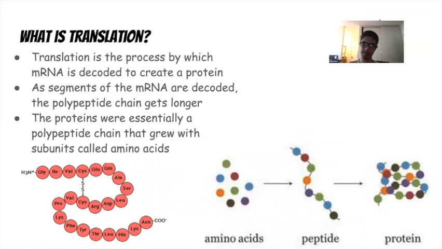So what is translation in its simplest form? Translation is a process by which mRNA is decoded to create a protein. Essentially, we have a polypeptide chain that is grown in terms of subunits called amino acids. As segments of the mRNA are decoded, the polypeptide chain gets longer, because more amino acids are bound to the chain.